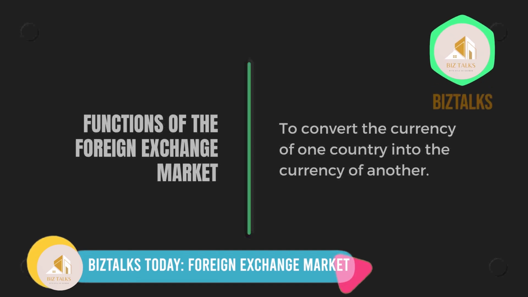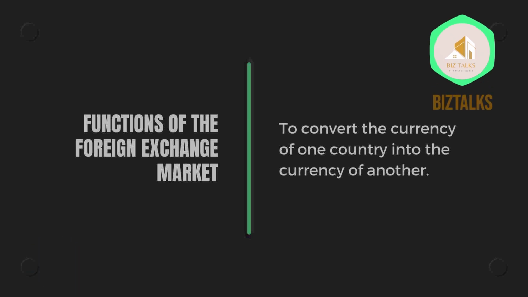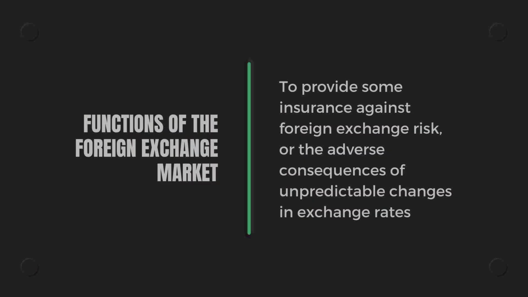So what are the main functions of the foreign exchange market? First is to convert the currency of one country to the currency of another. And second, to provide some insurance against foreign exchange risk or the adverse consequences of unpredictable changes in exchange rates. So the first function of the foreign exchange market is currency conversion.